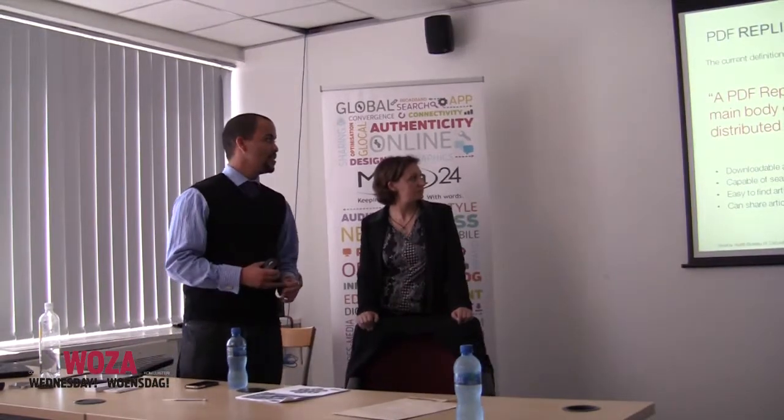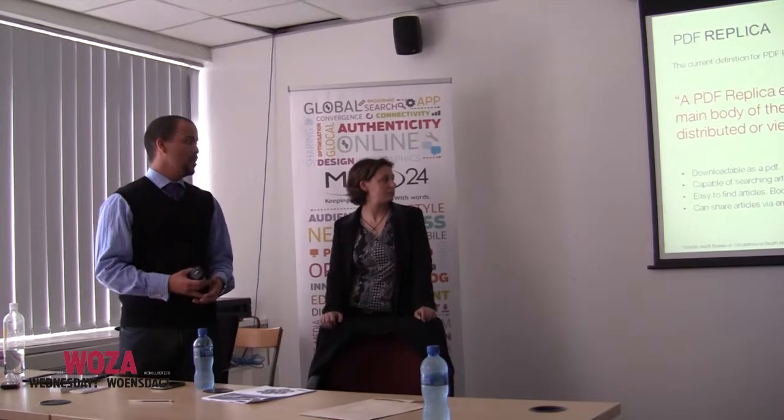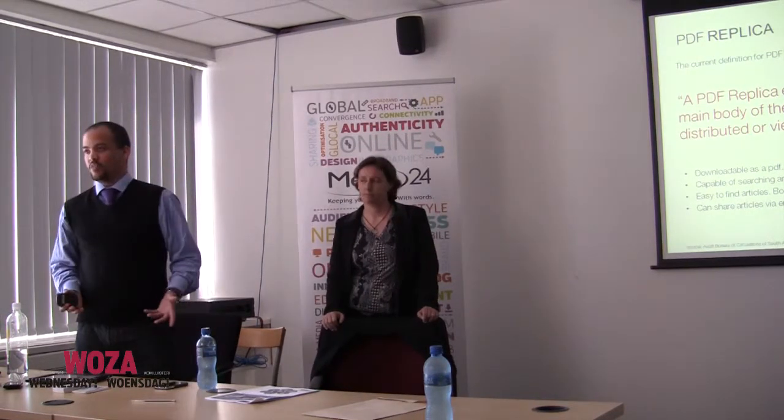What a PDF replica is, basically, is what you see in the magazine replicated digitally. The ABC, which is the Audit Bureau of Circulation, says in their definition: a PDF replica edition is a replica of the main body of a print publication distributed or viewed electronically. So it's downloadable as a PDF. It's capable of searching text within the article, the articles are easy to find, and you can bookmark stuff so it's easier to find later on.